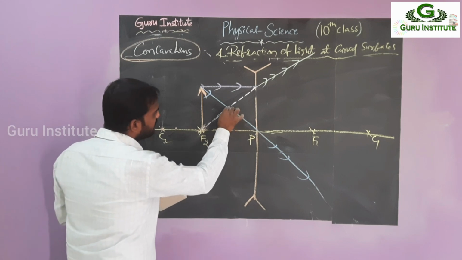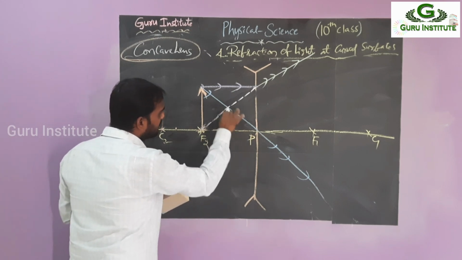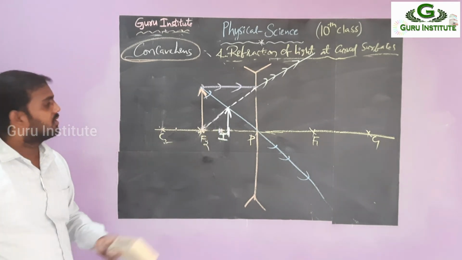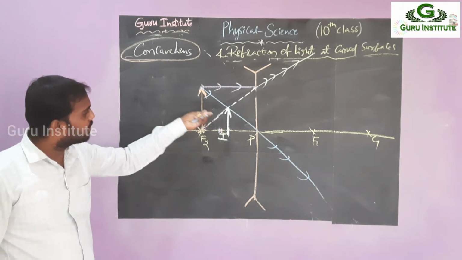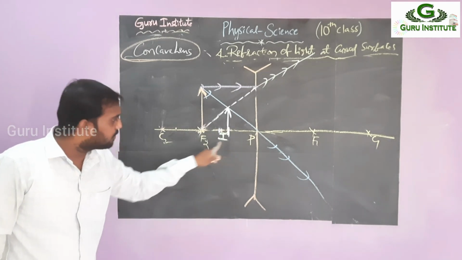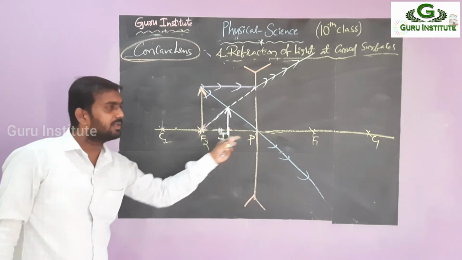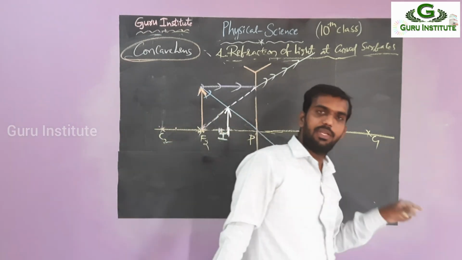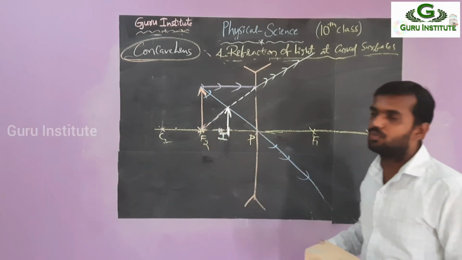So where is the image found? See here. Here is the image found. Here the image is found. So again the image size is what? Compared to the object, the image size is diminished only. And again it is found between P and F. But the position is changed in between that only. But again P and F only. What is the image? Diminished, between P and F. And again erect and virtual.